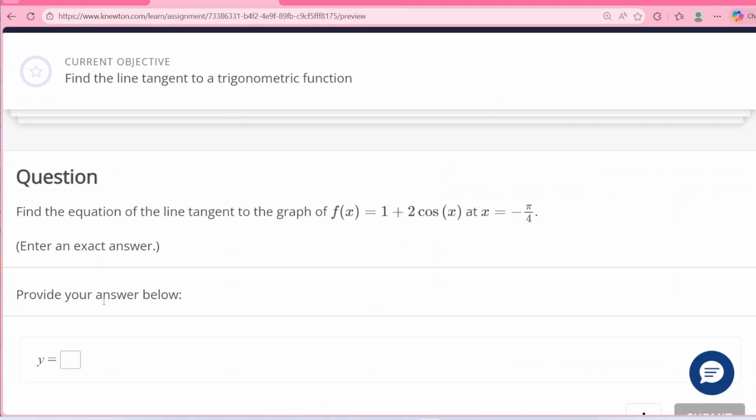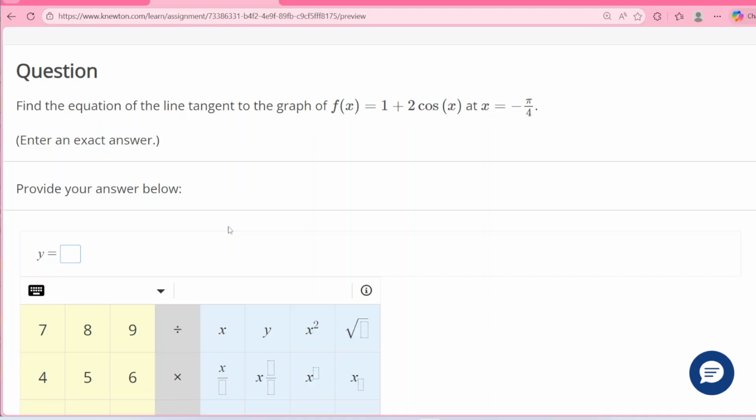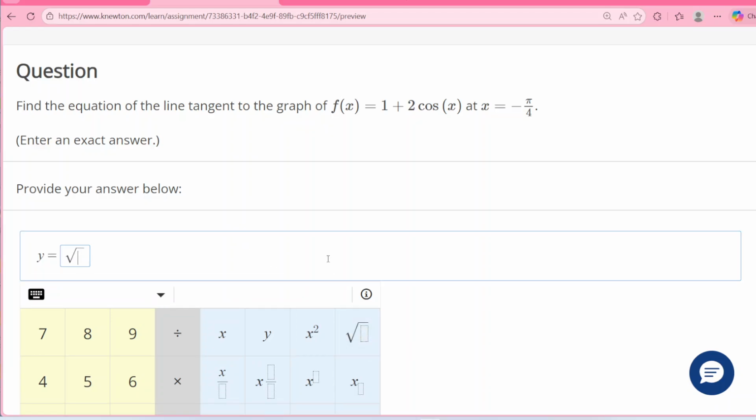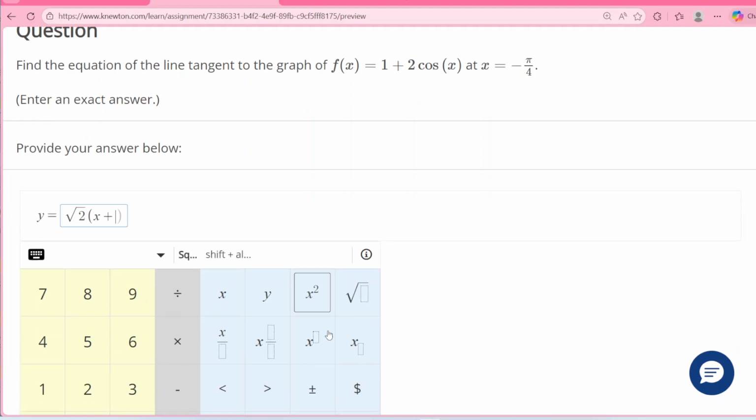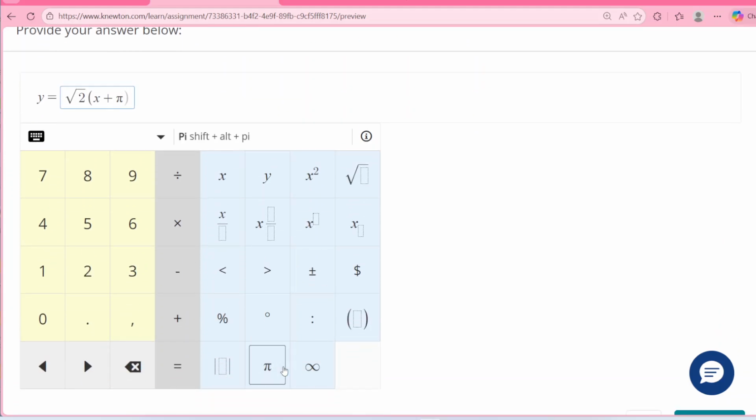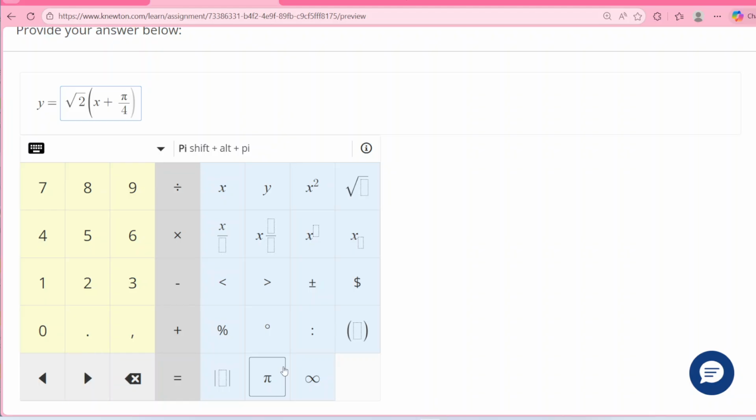So back in the assignment, I see I got the y equals already, so I'm just typing the other side. So again, square root, oh, that doesn't work here like in Desmos, so I've got to go to the square root symbol in the little keyboard there. Square root of 2 for the slope times the quantity, and then x, minus a negative, so x plus, see, pi is here, right? Pi over 4, close parentheses, and then we're adding the y coordinate of our point to this side, 1 plus the square root of 2.